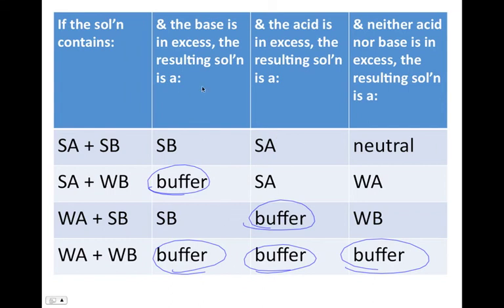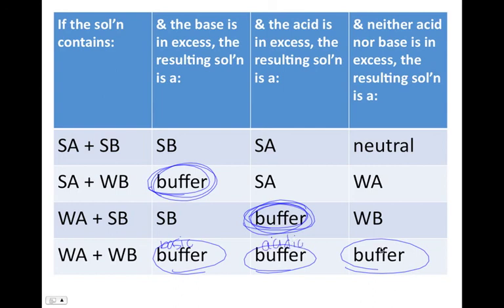This is what's new. So here, if we have a strong acid plus a weak base, and you have an excess of the base, then you get a buffer. Flip side of that, if you have a weak acid plus a strong base, and the acid is in excess, then you get an acidic buffer. This would be a basic buffer. This would be an acidic buffer. Then if you have weak acid, weak base, you'll always get a buffer. If the base is in excess, then you have a basic buffer. If the acid is in excess, then you have an acidic buffer.